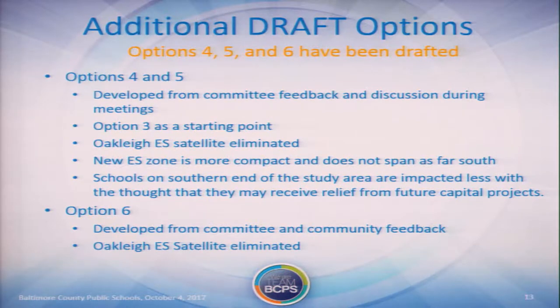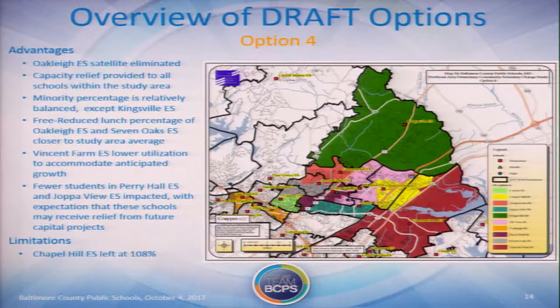Option 6 is also a new option. It was developed from committee and community feedback. So we had been receiving input and other information from you, and this option 6 has been developed based on feedback from the community and the committee. And again, in option 6, the Oakley Elementary satellite is eliminated. So it's something else for you to look at. Study the three options and tell us what you like and what you don't like about them, so that we can keep moving ahead with a focus on trying to accomplish our objectives in this process.